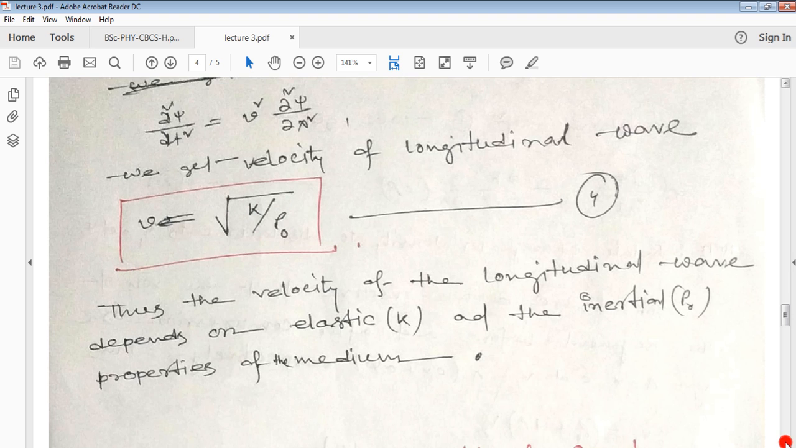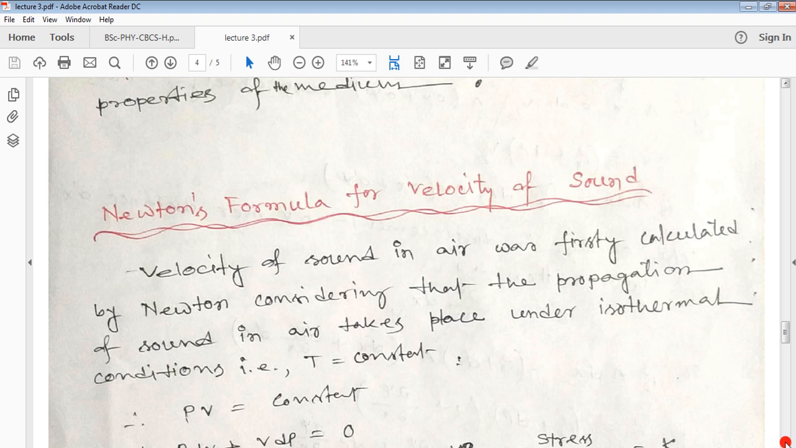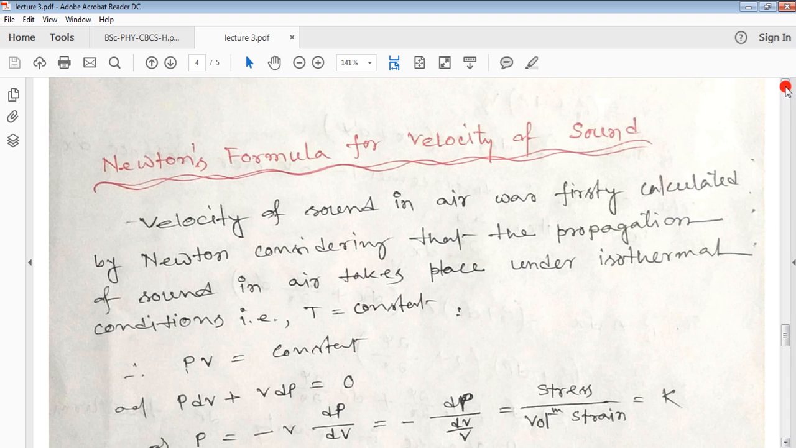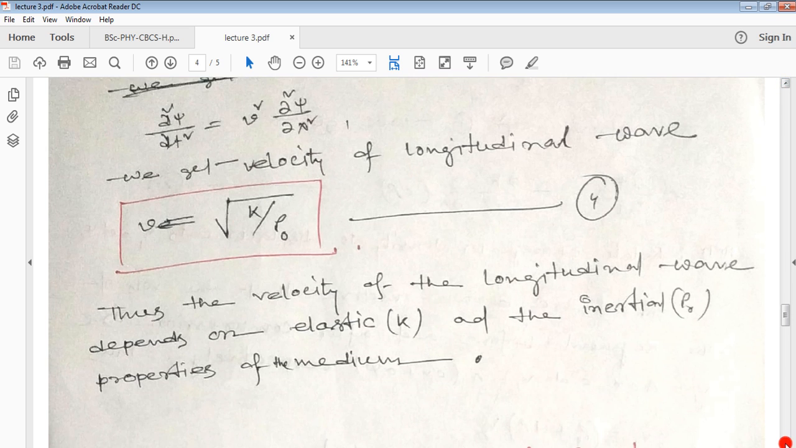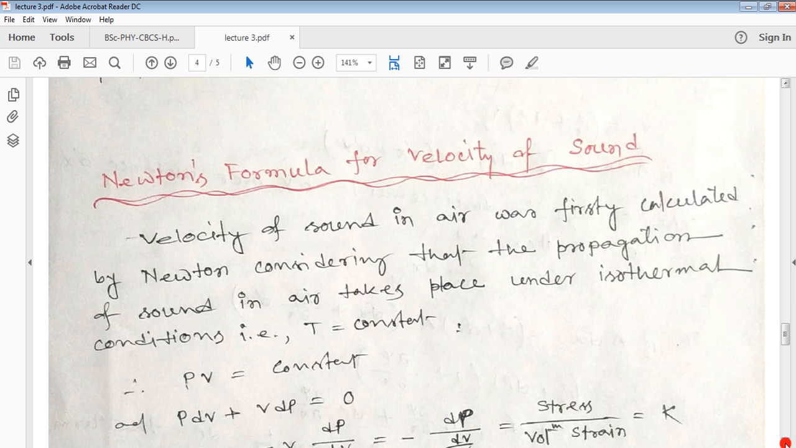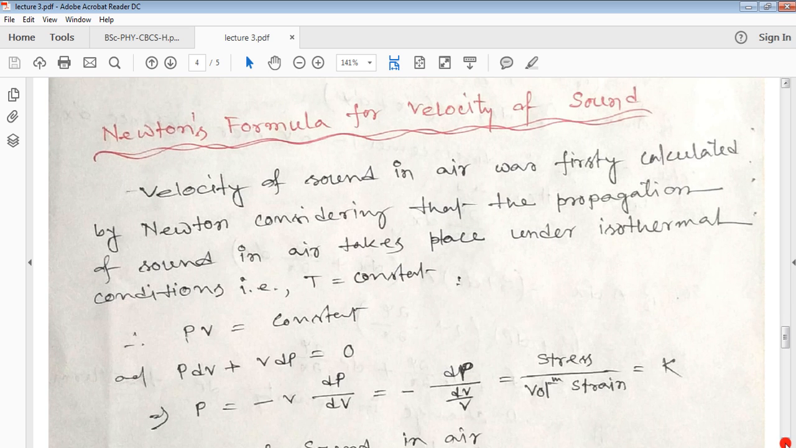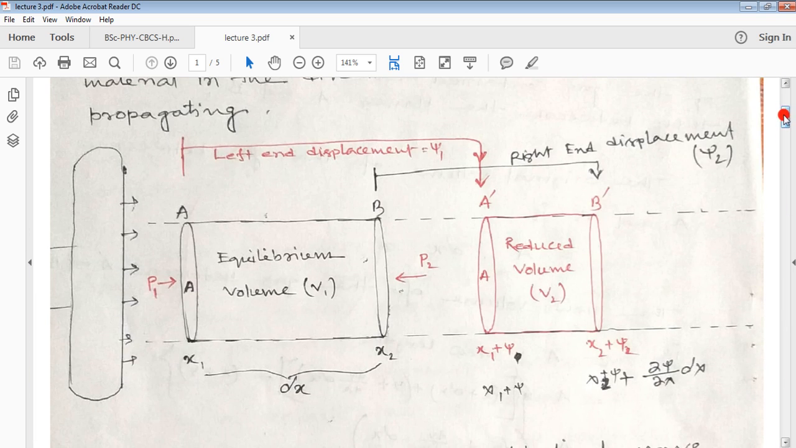So since sound is a longitudinal wave, Newton took advantage of this relation to obtain the velocity of sound in air. So we know that longitudinal waves travel in a medium in the form of compression and rarefactions. In this way we have already discussed. So compression, compression, then rarefaction, compression, rarefaction, like that.